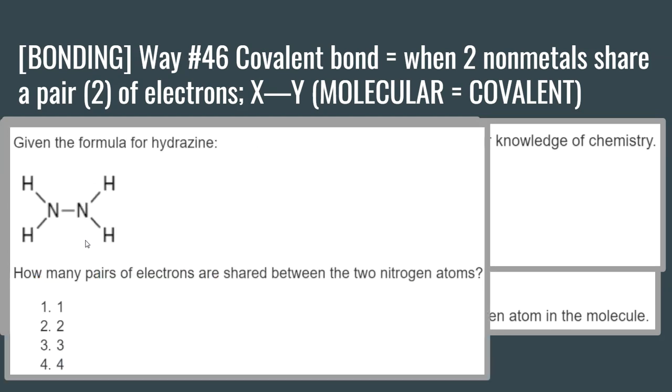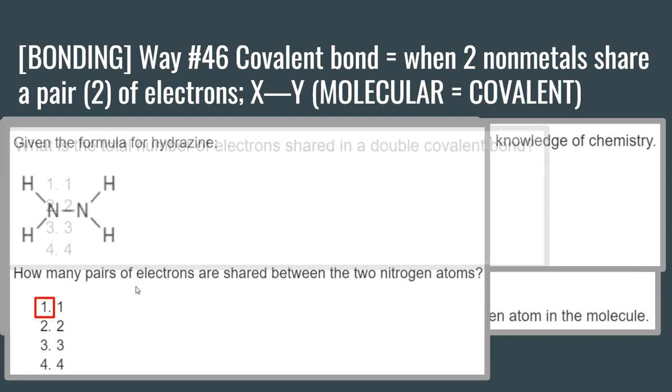Given the formula for hydrazine, how many pairs of electrons are shared between the two nitrogen atoms? Note that there is a single line between the nitrogens, and each line represents a pair of electrons. It says how many pairs of electrons exist? 1 pair. If it asks for the total number of electrons, you know that a pair refers to 2, and your answer would be 2.